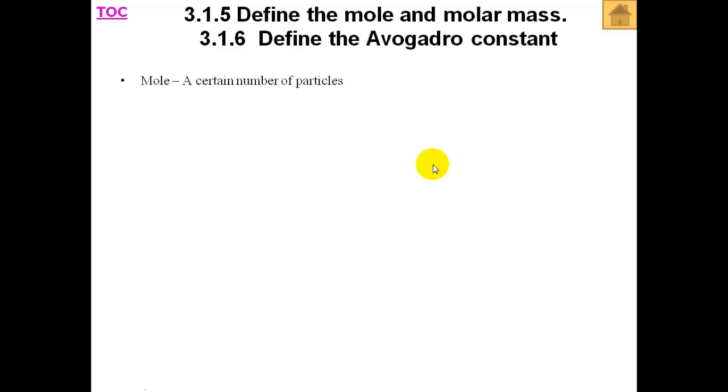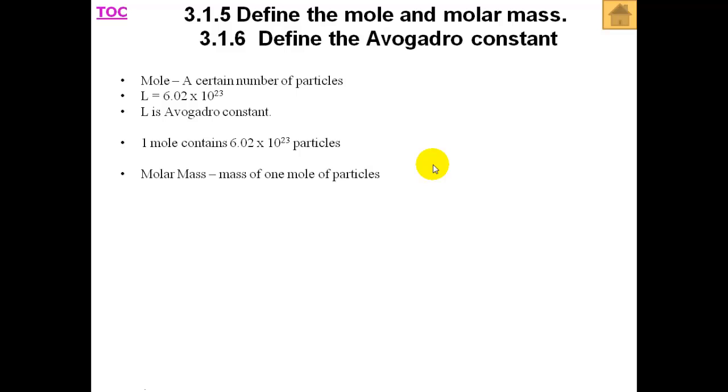A mole is a certain number of particles, and that number is 6.02 times 10 to the 23 particles. L is also known as Avogadro's constant, and this is the number of particles that you have in a mole. For example, you could have a mole of bananas, which means you have 6 times 10 to the 23 bananas. A mole of atoms is 6 times 10 to the 23 atoms, and so on. So a mole contains 6 times 10 to the 23 particles of whatever it is.